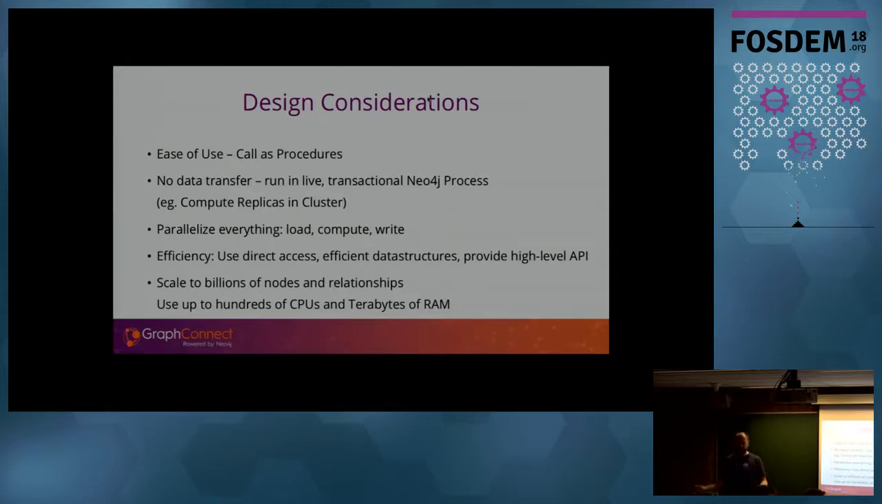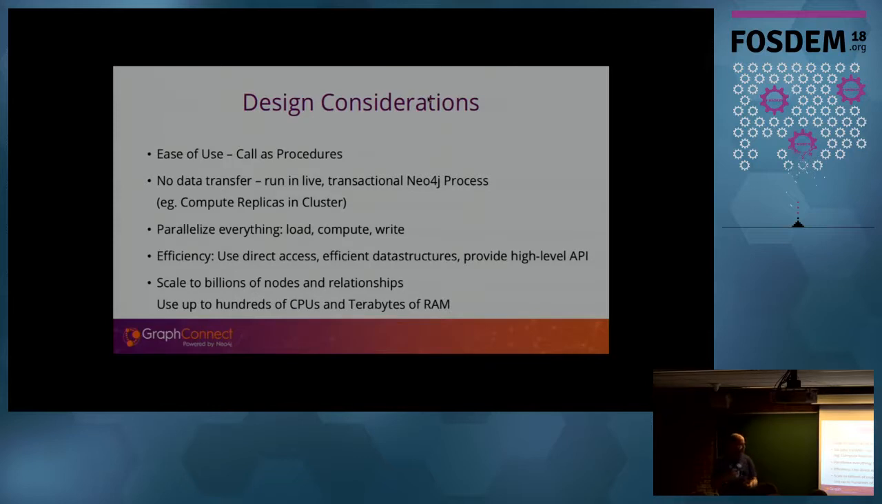We didn't want to have data transfer. We wanted to run these algorithms in the Neo4j process, which is still live running transactions. So it's not like we stopped the Neo4j instance to run the algorithms on, but we can say, okay, use the concurrency of X, which is the percentage of your total number of CPUs, and the rest of the Neo4j database continues to run transactional workload at the same time while it's also running the graph algorithms.